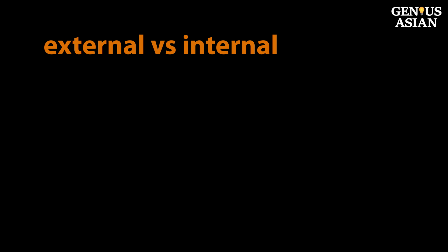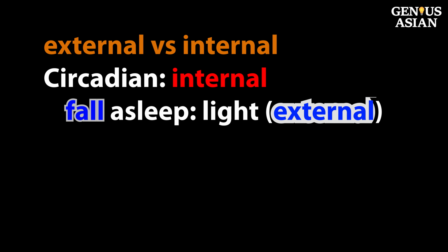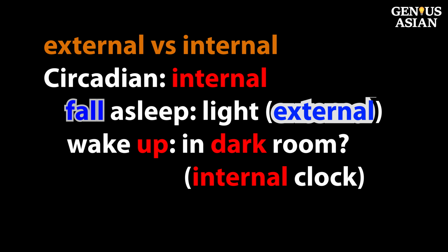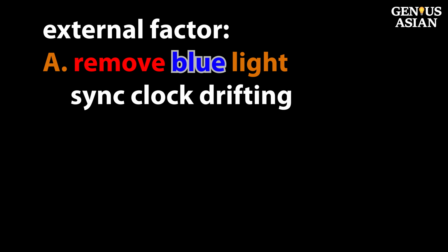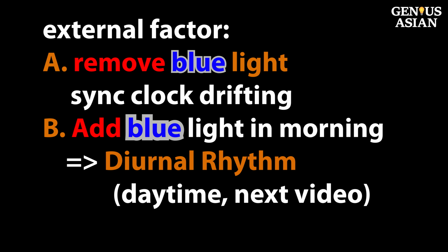We tried to distinguish external factors and internal ones. We just learned that the circadian clock starts when blue light is removed. Thus you may wonder what makes you wake up if you are in a dark room. This is largely because the circadian clock is an internal clock. It will run regardless of light. We discussed that external factors such as removing blue light can help you solve the problem of clock drifting. The same reason we can introduce blue light after you wake up, so that your clock is tuned well and strong. We will discuss this in diurnal rhythm in our next video.